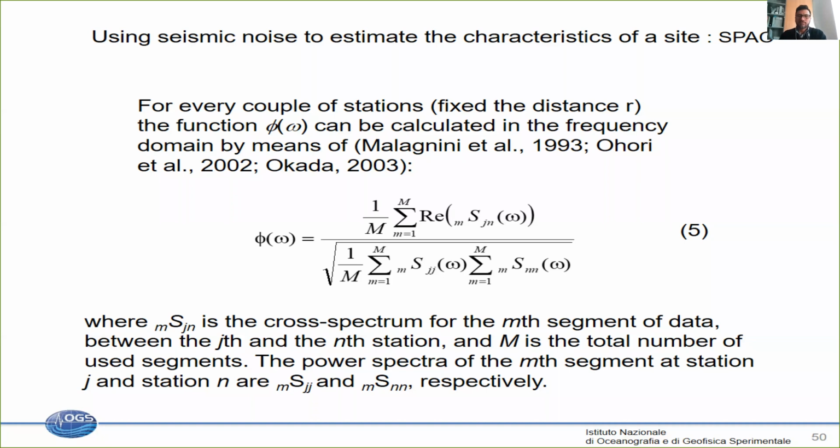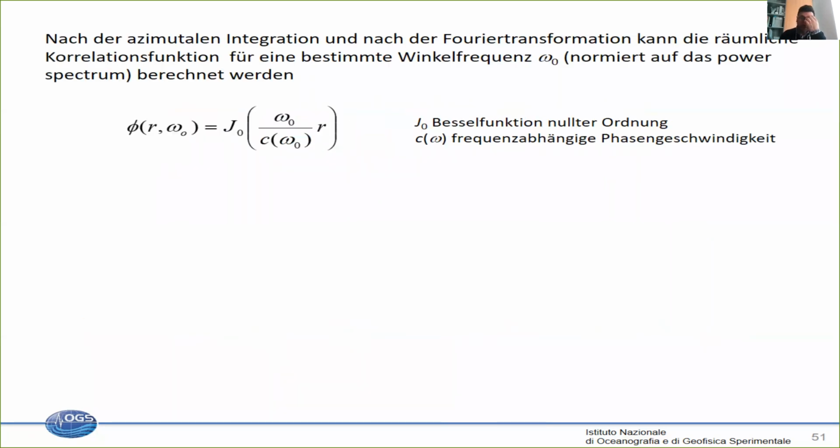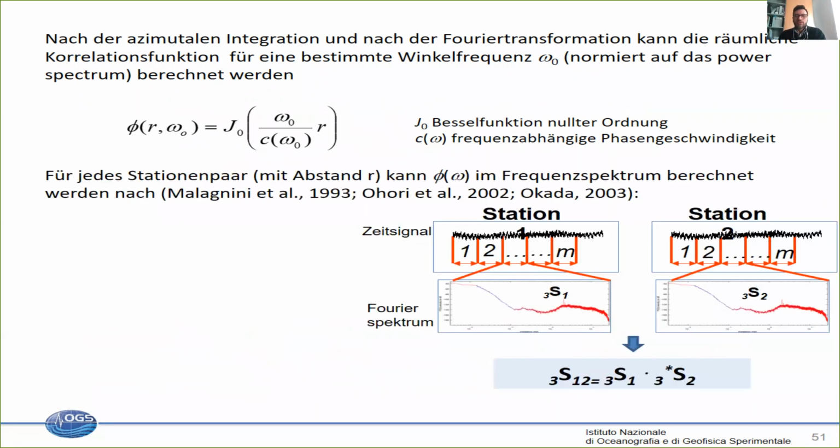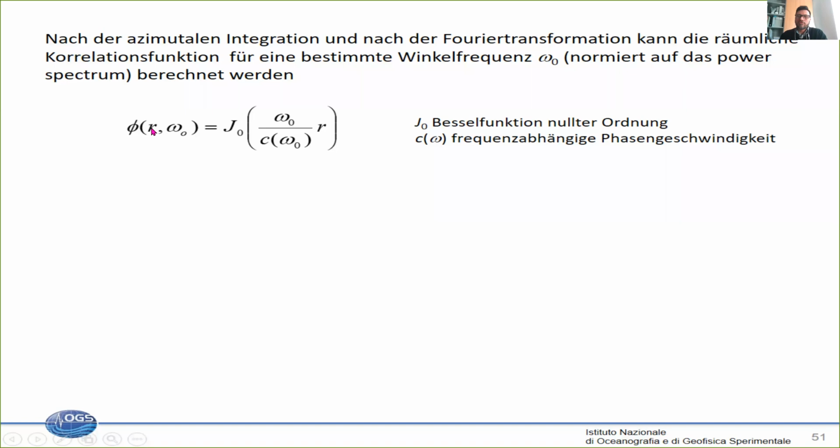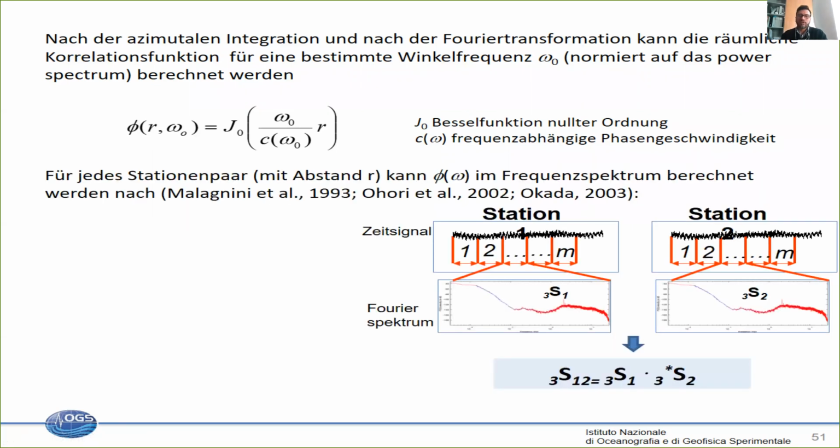Okay? I just show you an example, and sorry that it remains in German, but okay, I will explain it anyway. So we said that for a certain distance between two stations and for a frequency, the correlation coefficient should look similar to a Bessel function of 0 order. This is coming from the theory.